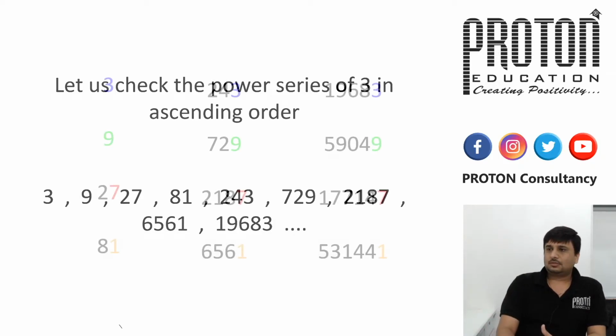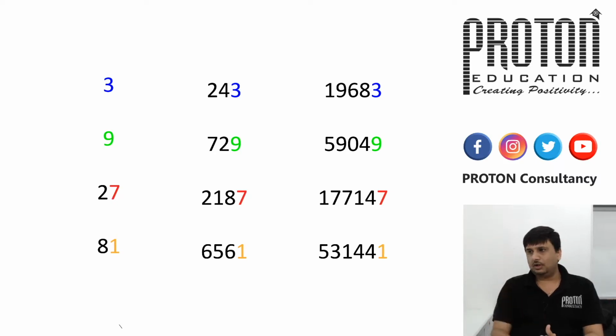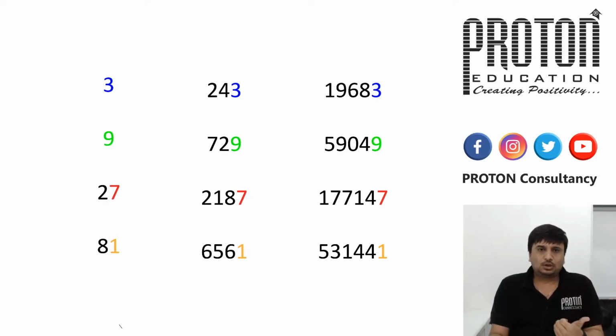Let's see. I'll arrange the numbers: 3, 9, 7, 1, 3, 9, 7, 1. So the number 3 has the cyclicity of 4 digits, so it is getting repeated as 3971. Let us understand the repetition of the numbers, then I will show you how to use these numbers, and at the end I will give you an important shortcut which will help you solve any problem in seconds.